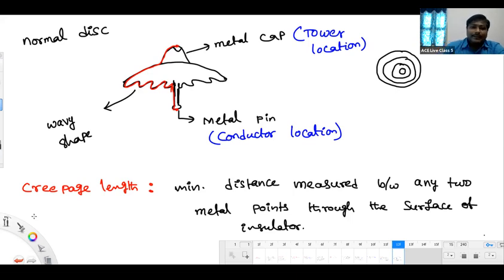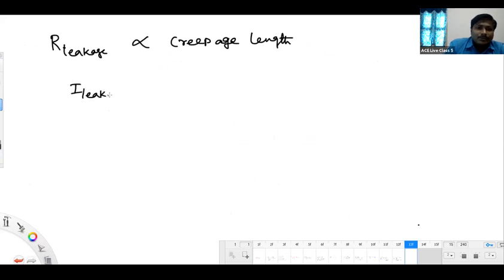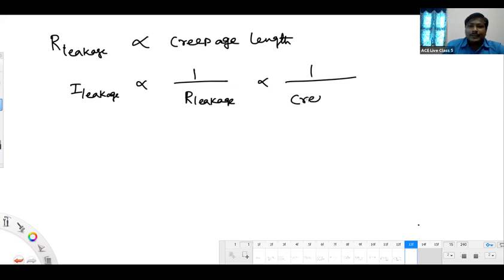Whenever this length is increasing, the leakage resistance will be increasing. Surface leakage resistance is proportional to creepage length. And the leakage current value is inversely proportional to leakage resistance, and obviously it is inversely proportional to creepage length.